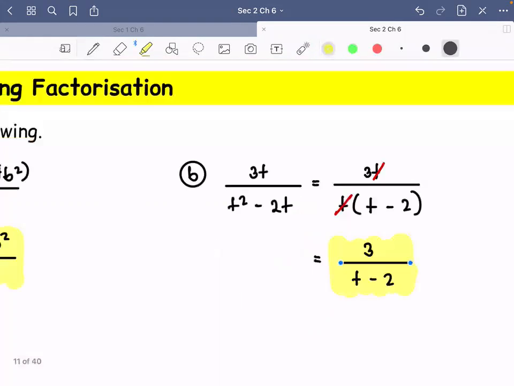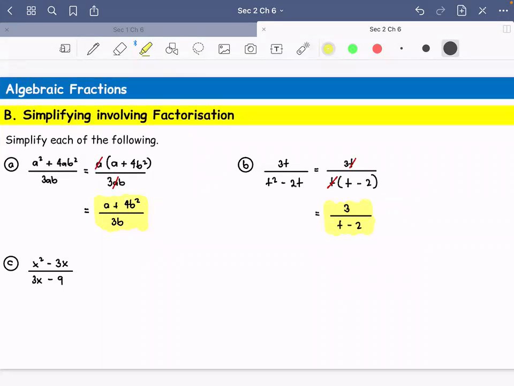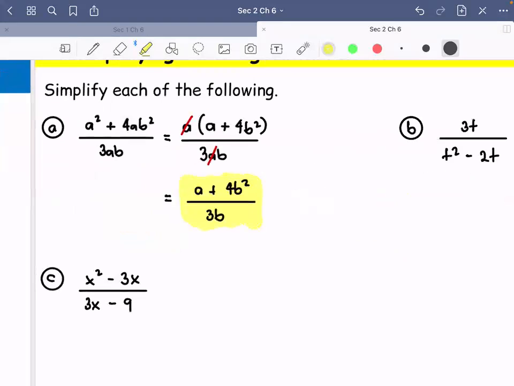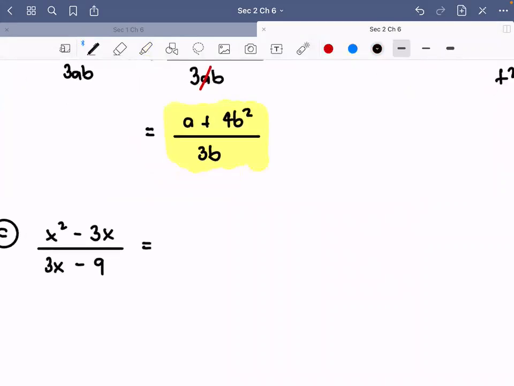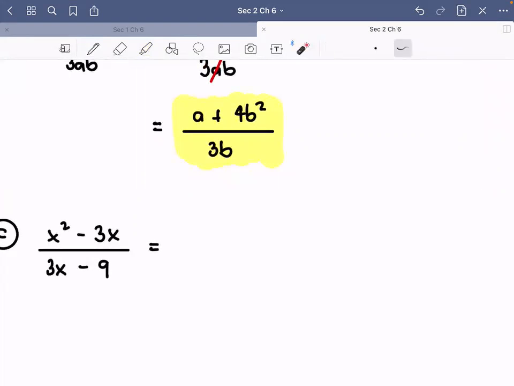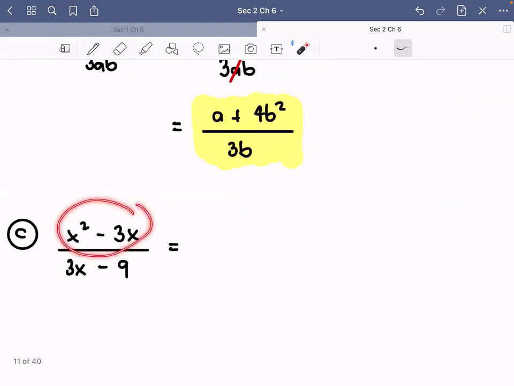Do you have any question, class, so far with A and B? This one involves factorization now. So let's go to letter C. For letter C, we have x squared minus 3x over 3x minus 9. For this question, I think we should factorize both the numerator and denominator. So let's answer that.